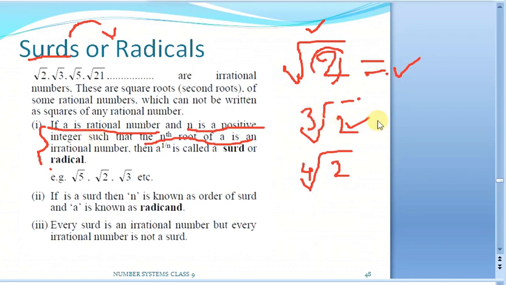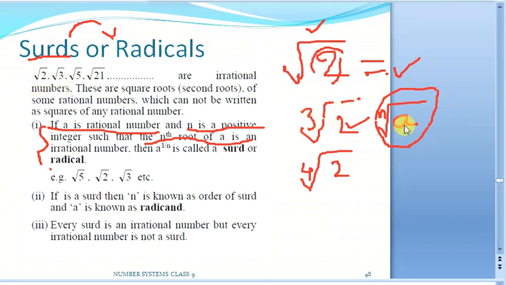Here we have to compare one thing. We have to compare with the general form, nth root of a. Here n means 3. Is it a positive integer or not? Yes. Inside there has to be a, which is a rational number. So generally we consider this as our reference. We will compare with it and decide whether the given thing is a surd or not.